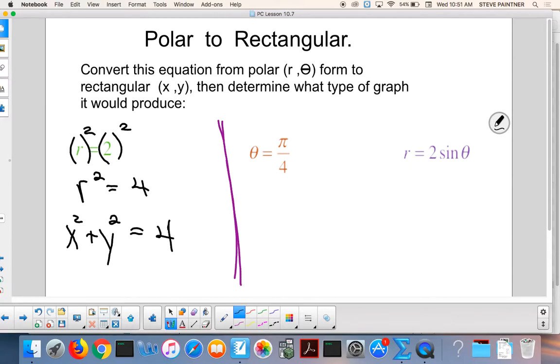See, your way might have been a little quicker, but this is me trying to make this look like my conversions over there. So if I squared the left side and the right side, I get this, and r squared is x squared plus y squared equals 4. Then it says, determine what type of graph this is. Peyton says it's a circle.